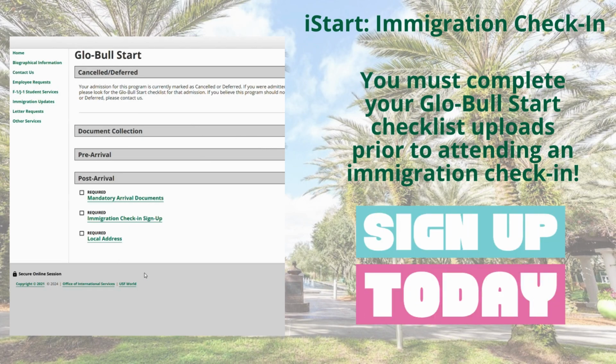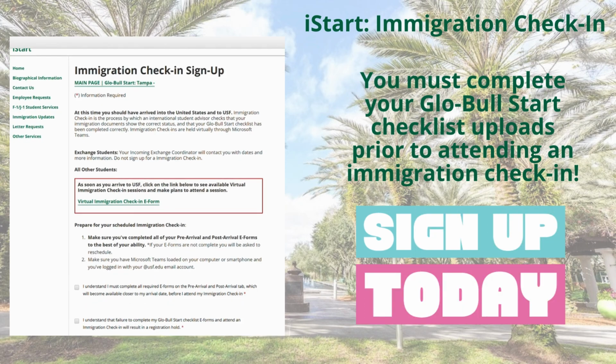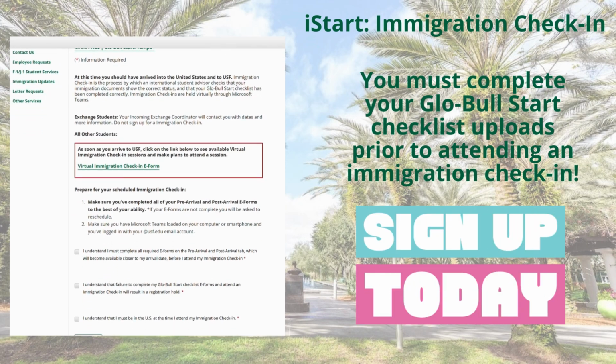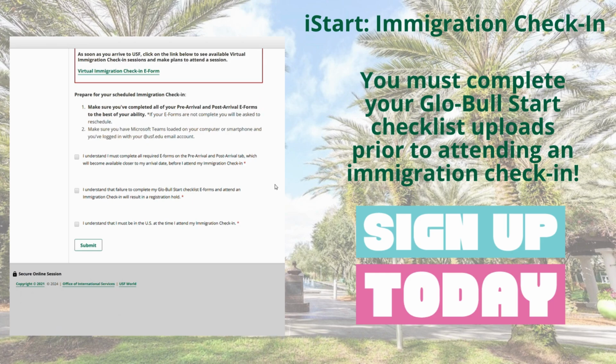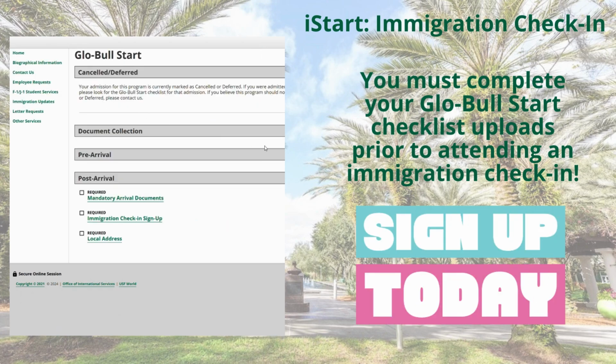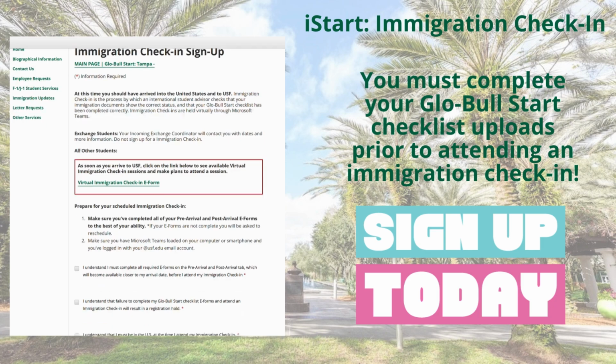Immigration check-in takes about 10 minutes and can only occur once you have completed your Global Start checklist. The main point of these meetings is to match your immigration document uploads to the information we have in IStart, ensuring everything is correct and matches. This then allows us to activate your I-20 or validate your DS 2019 to show that you have arrived for your studies in the US. We also use this information to send you future email reminders regarding passport and visa expirations.